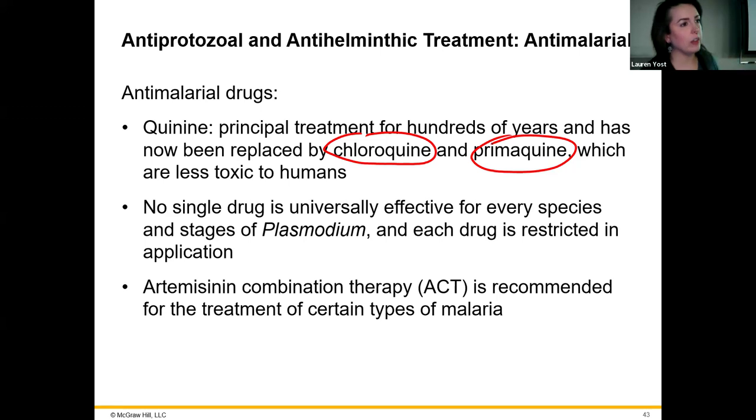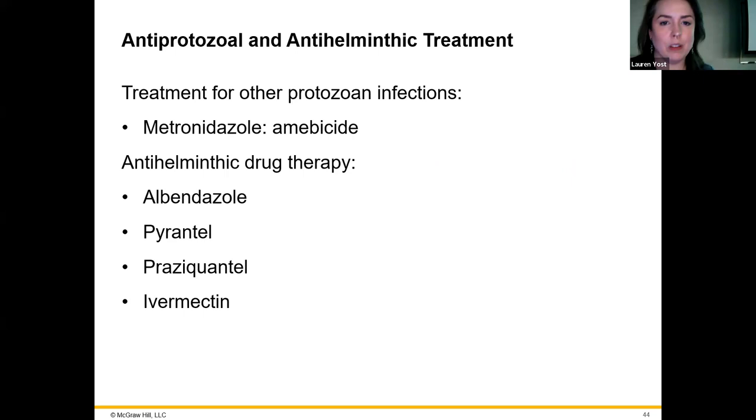We also got this other thing that I'm never going to ask you about, but it's called Artemisinin. I don't even know what that is, but they'll treat malaria too if the other stuff isn't working for you. Like I said, I'm not going to ask you about it. I want you to know about the quinine and its other drugs that came from it. Yes.